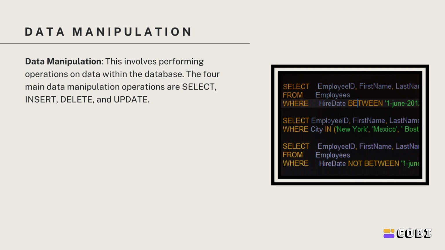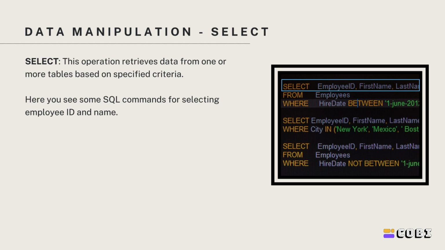Data manipulation. This involves performing operations on data within the database. The four main data manipulation operations are select, insert, delete, and update. Select. This operation retrieves data from one or more tables based on specific criteria. Here you see some SQL commands for selecting employee ID and name.